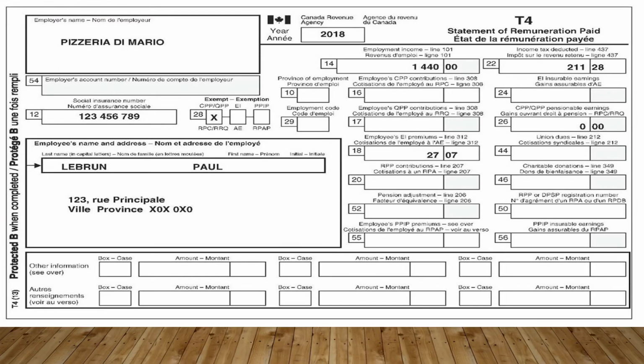T4 slips are those that they use during tax. So when you look at the T4 slip, it will show the amount that person earned when they were working during the time they worked that year. So it's very important for the T4 slip.